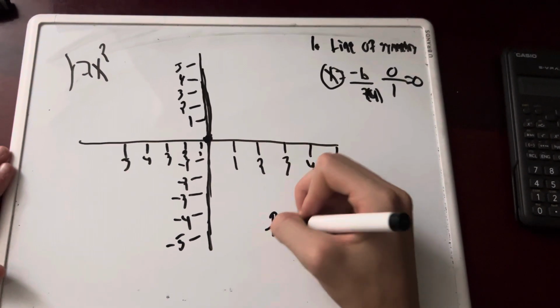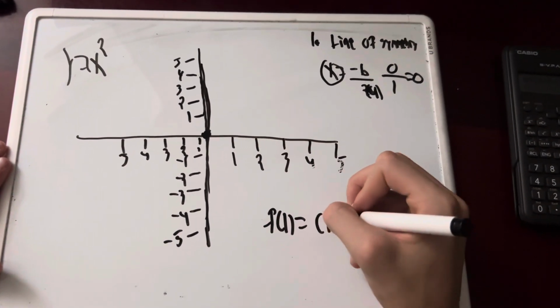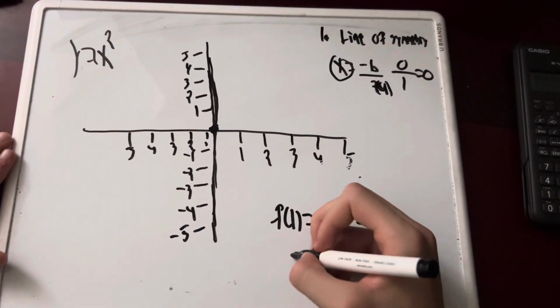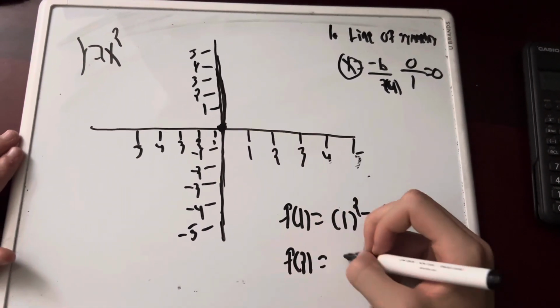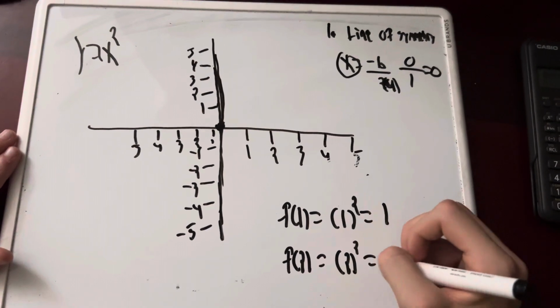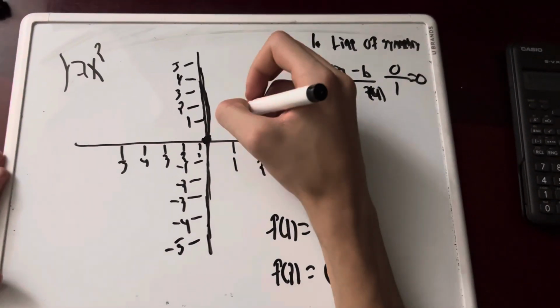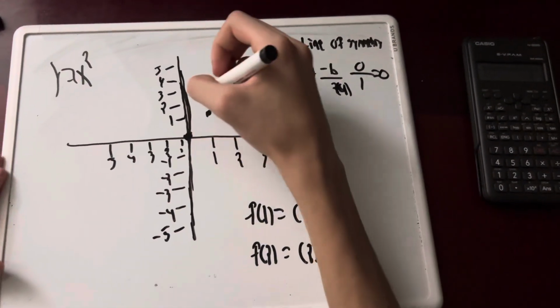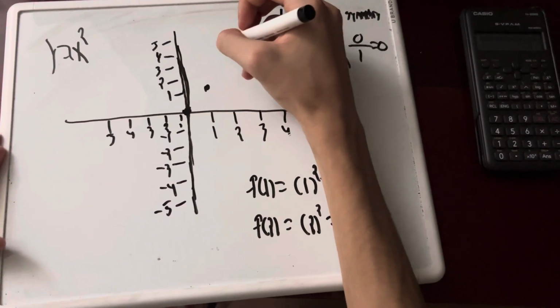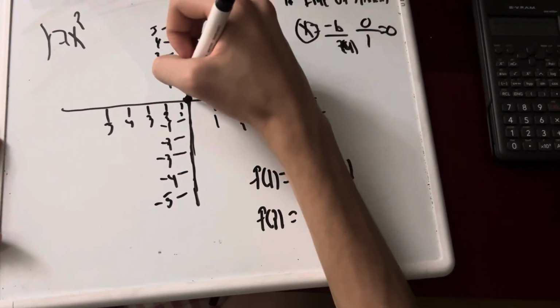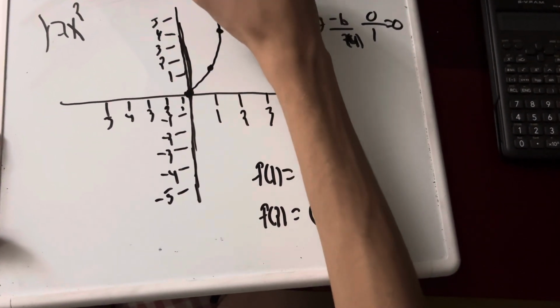So f of 1 equals 1 squared, which equals 1. And f of 2 is equal to 2 squared, which equals 4. So we plug in the points (1, 1) and (2, 4). That's going to be sort of like this, and then we just draw our parabola.